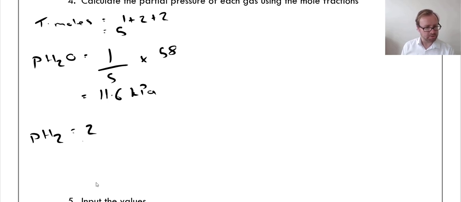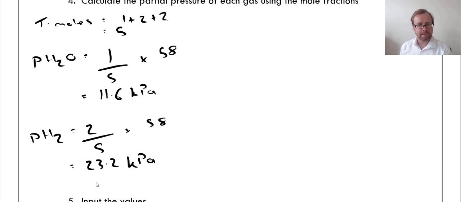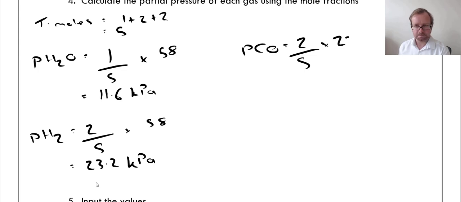I can work out my mole fractions and therefore my partial pressure of hydrogen, which gives me a value of 23.2 kPa, and for carbon monoxide, which will be the same, which, times by 58.